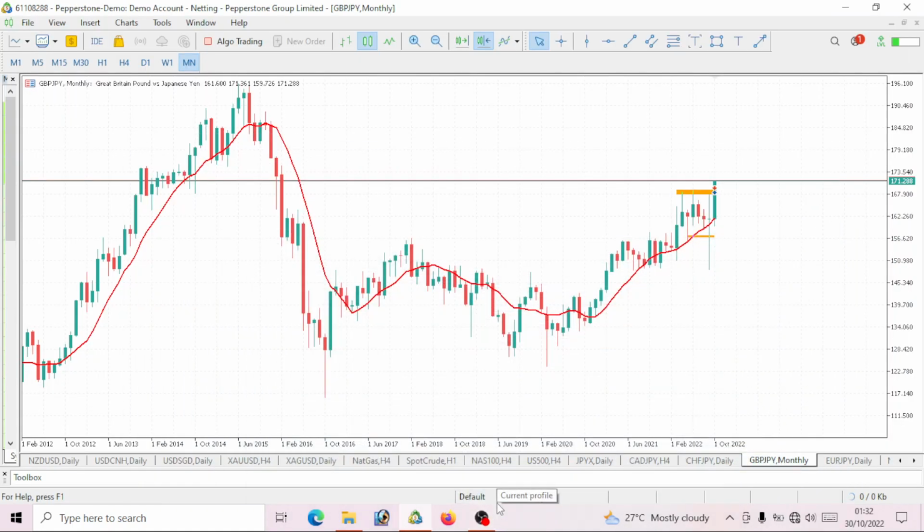So guys, this is our GBPJPY. Now we will take a look at this trend, and I will tell you why we'll be making such movement.